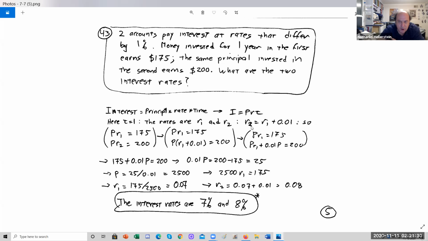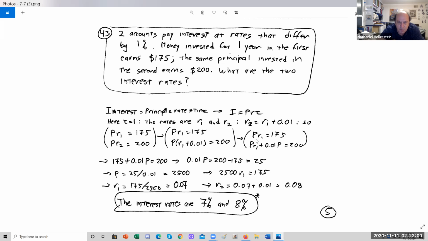The rates are R1 and R2. R2 is R1 plus 1%. So principal times the lower rate is 175. Principal times the higher rate is 200. Now we rewrite R2 as R1 plus 1%. So PR1 equals 175. P times R1 plus 1% is 200. Now we distribute P. PR1 equals 175, and PR1 plus 0.01P equals 200.